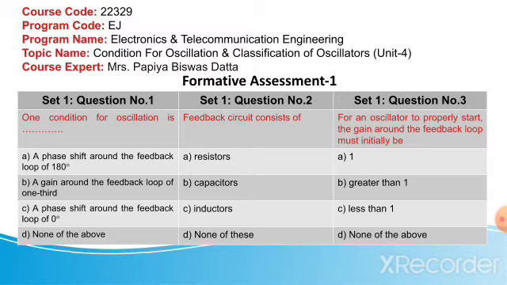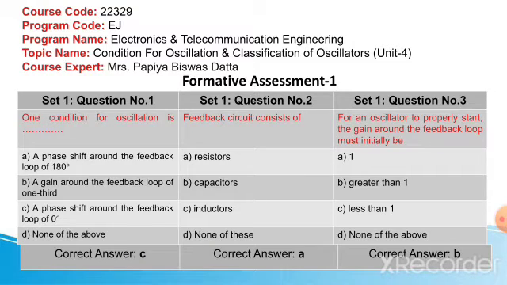I hope you got the answers. So one condition for oscillation is a phase shift around the feedback loop of 0 degree. Next, feedback circuit consists of resistors, and for the oscillator to properly start, the gain around the feedback loop must initially be greater than 1. So these are the answers C, A, B. Now let's just move forward.